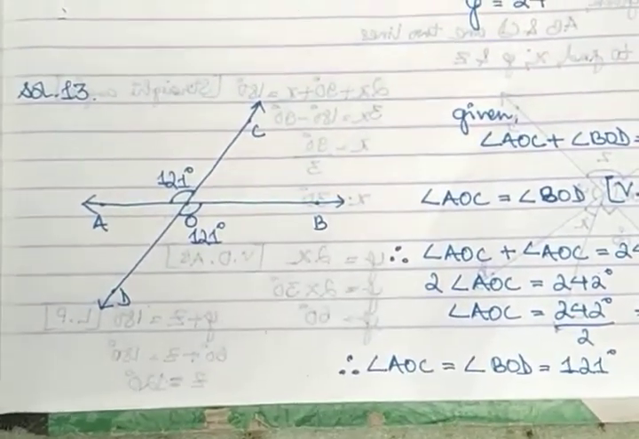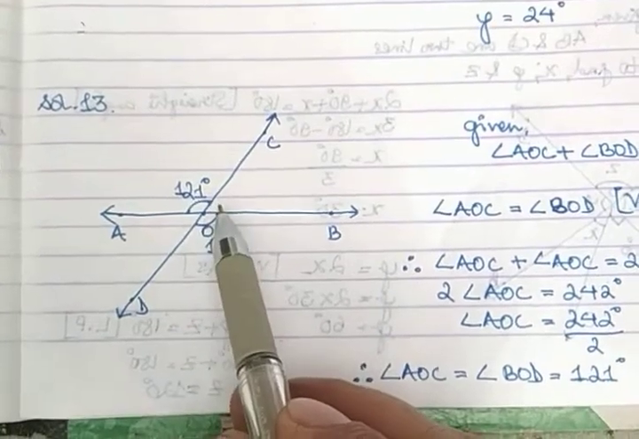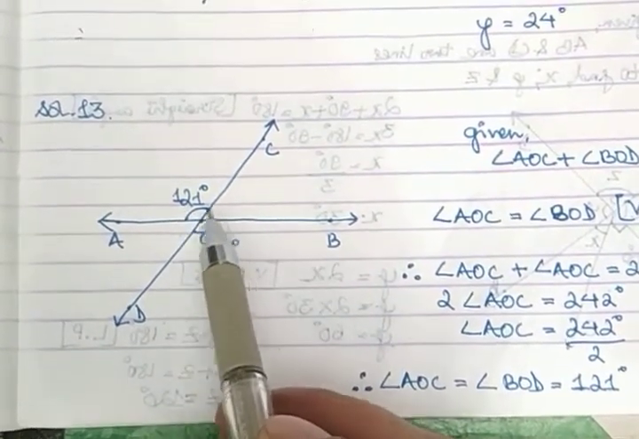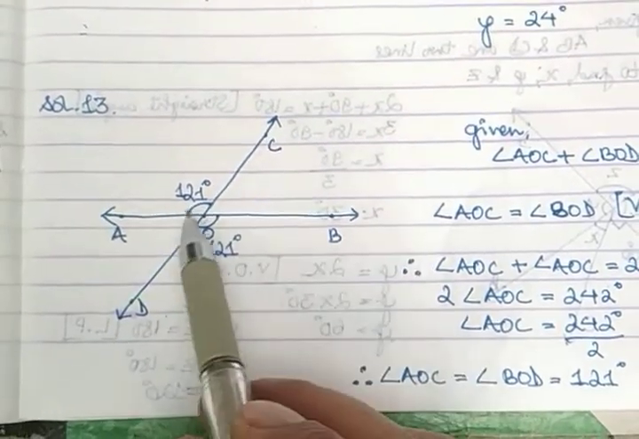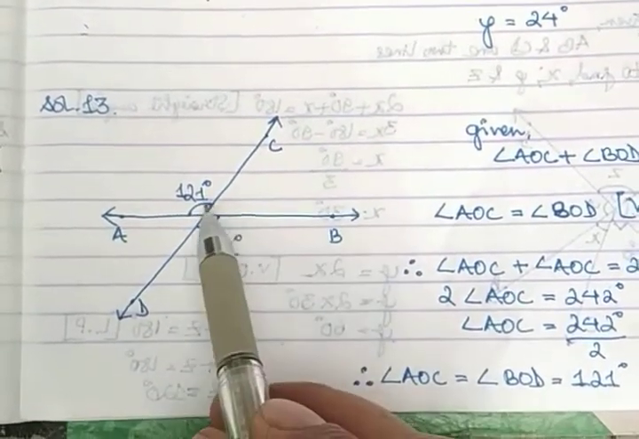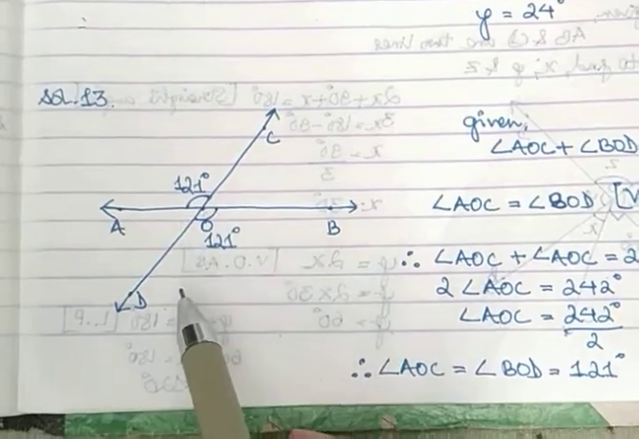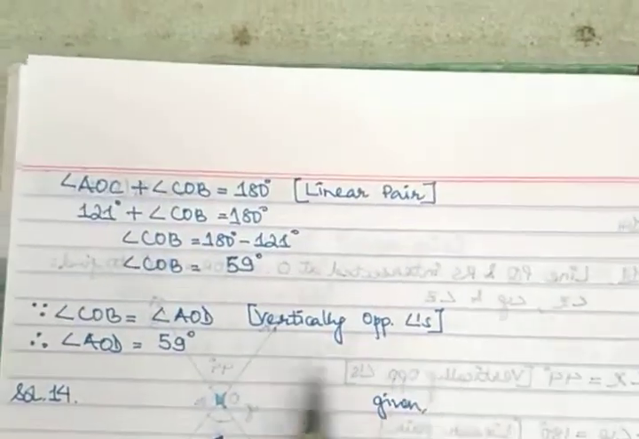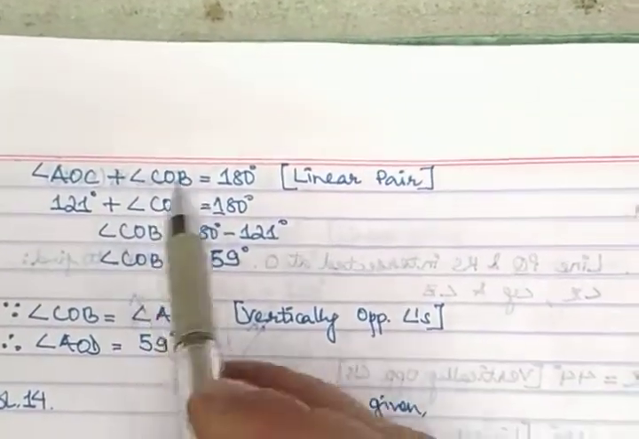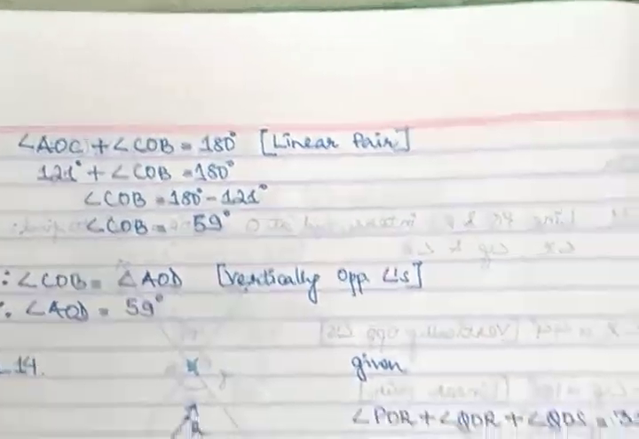Now what we know is, is there any relation between this angle and this angle? Can you figure out? Angle AOC, that is this angle, and COB, that is this angle. Is there any relation between these 2 angles? Let's see whether you can figure it out or not. See what I have written here. Angle AOC plus angle COB equals 180 degrees.